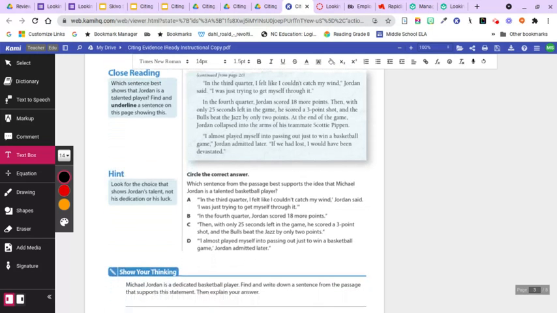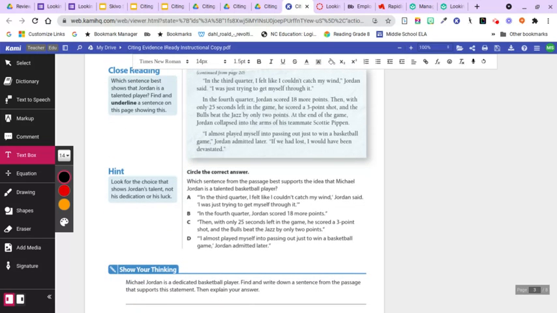So let's look at this question here. Which sentence from the passage best supports the idea that he is a talented basketball player? "In the third quarter, I felt like I didn't catch my wind," Jordan said. "I was trying to get myself through it." Does that show talent? No, that shows determination. "In the fourth quarter, Jordan scored 18 more points." That's a possibility, isn't it? Because he only scored 17 in the first 2 quarters.